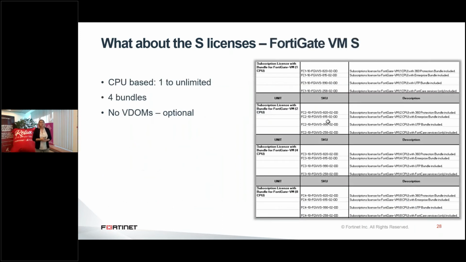So the first one is the S licenses for the FortiGate VM. These are built based on the amount of CPU. So you can upgrade easily to a higher license by adding extra CPUs. Therefore, you will only pay for the extra CPUs for the time remaining of the original license.